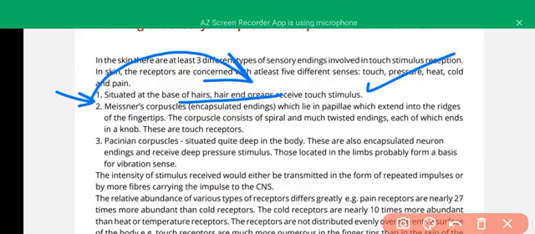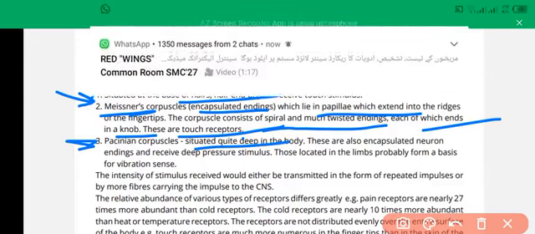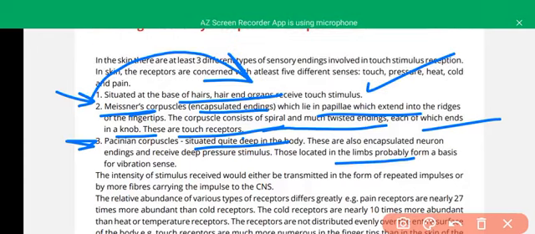Then there are the Meissner corpuscles. These are encapsulated, lying in the papillae found in the fingertips. These corpuscles are spiral, much twisted, and each has its end in a knob. These are called touch receptors. And third are the Pacinian corpuscles, which are for pressure and are situated deep in the body. They are also encapsulated and located in the limbs, probably forming the basis of the vibration sense.